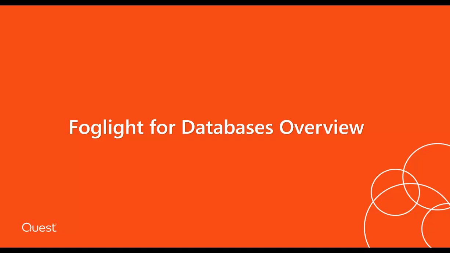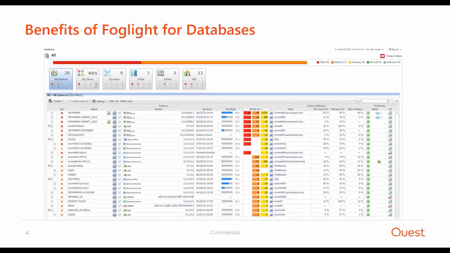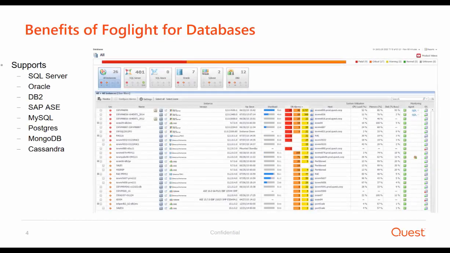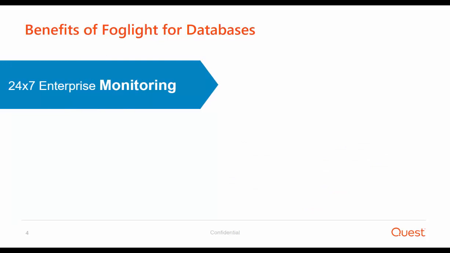So let's start with a quick overview of Foglight for databases. Foglight for databases is a heterogeneous solution for monitoring your entire environment across various database flavors from a single view. This solution supports SQL Server, Oracle, DB2, SAP ASE, MySQL, Postgres, MongoDB, and Cassandra. It's a 24 by 7 enterprise monitoring solution which allows you to effectively monitor your database environments.